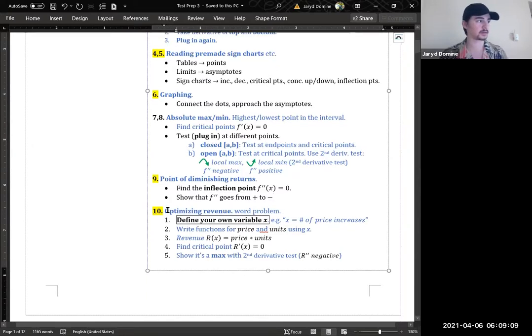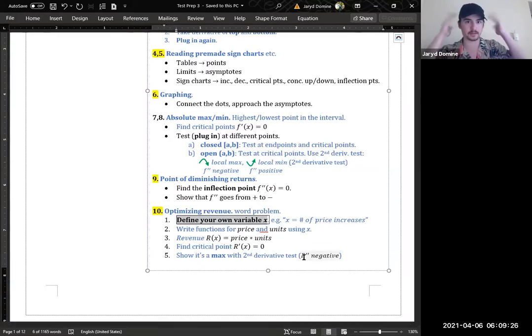Okay, last problem, number 10. This one's kind of interesting. It's about optimizing revenue. So there's something that you have to do here that you haven't had to do before, which is to come up with your own variable, right? So usually they tell you X is the number of like ski jackets, right? Or something like that. This you have to come up with your own. They don't tell you what X is. They don't give you any functions. You have to make your own variables and functions. This is just a word problem.